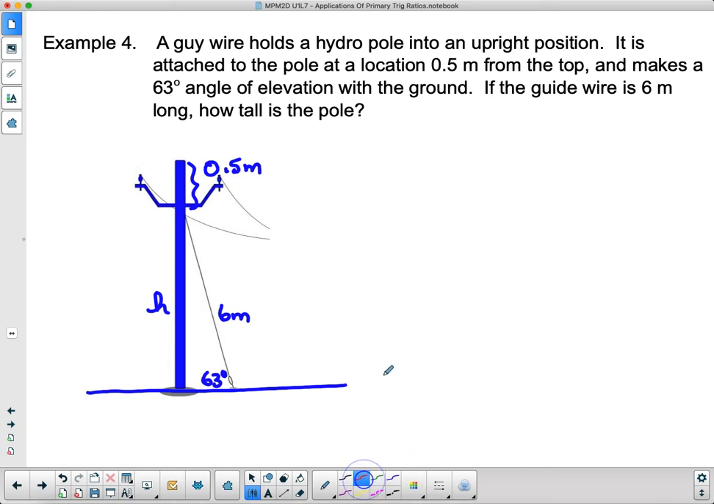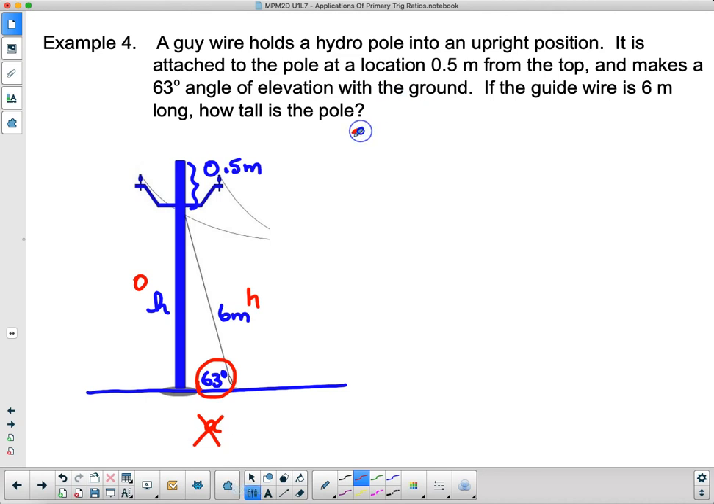I'm going to circle my 63 degrees. This side is opposite, and here's the right angle. So this side is the hypotenuse, and this side over here is the adjacent side. Now this time we have the hypotenuse, and we're being asked to find the opposite side, so it's the adjacent side that we don't need.